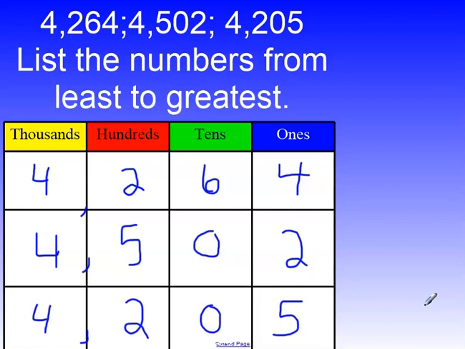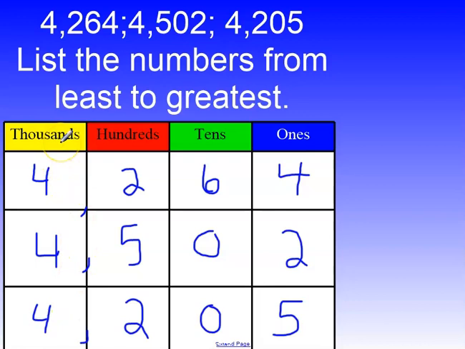What I'm going to do first is start in my largest place value, and in this case it's the thousands. So if I take a look at the thousands place on all three of those numbers, I can see that they all have four groups of 1,000 or 4,000, which tells me they're kind of tied with each other. They all have the same value.